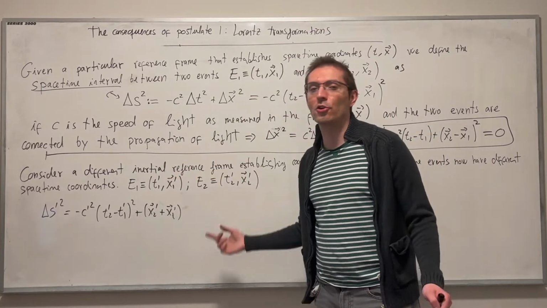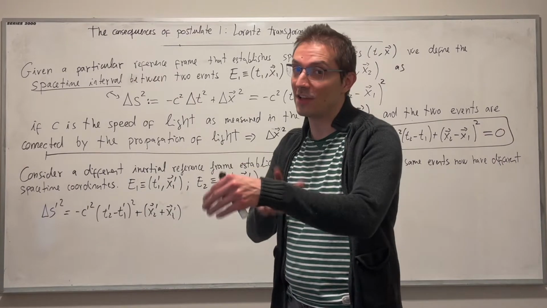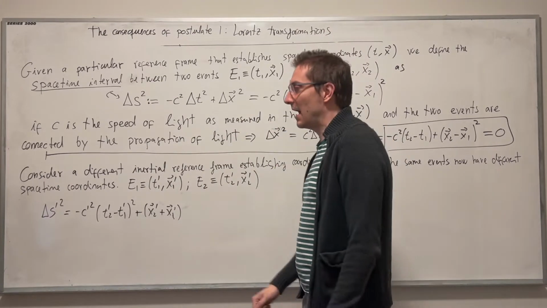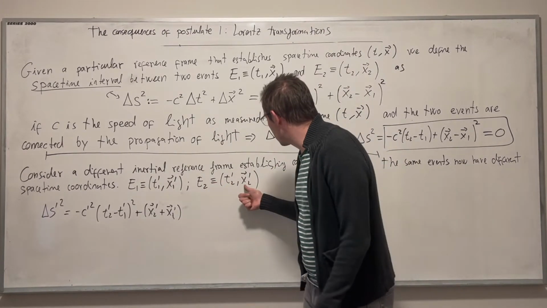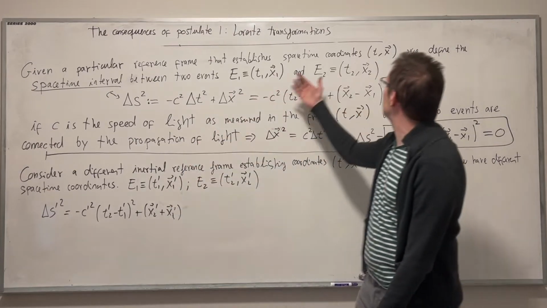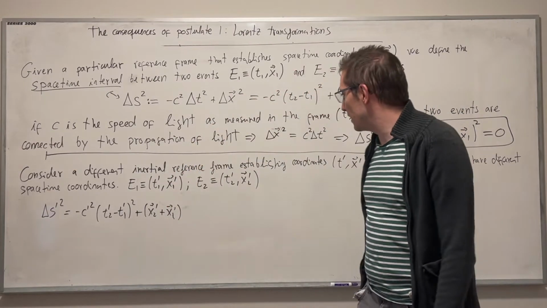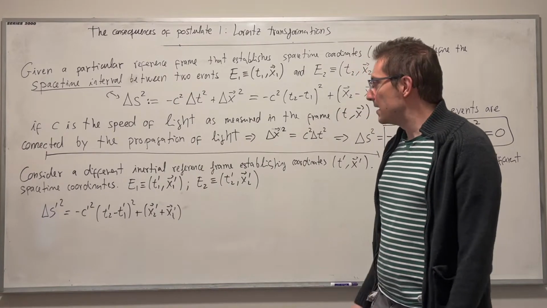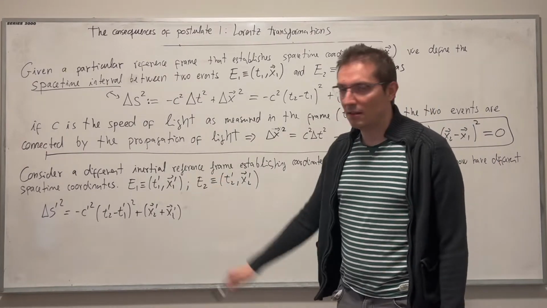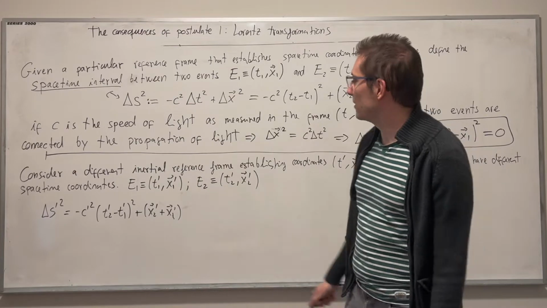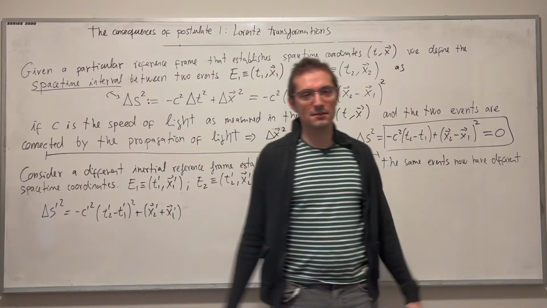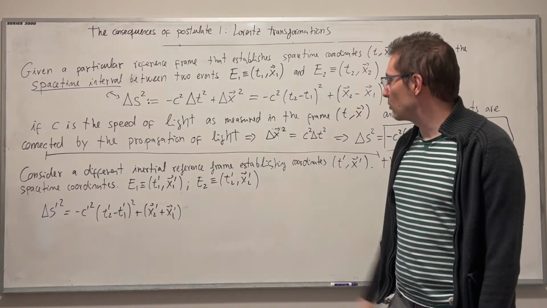Now they have different coordinates because the person has a different watch, which is delayed with respect to mine, and is at a different distance. So x2 prime and x1 prime will be different from x2 and x1, and t2 prime and t1 prime will be different from t2 and t1. Okay? Now we can compute the space-time interval for that frame, and I call it for now delta s prime square, and it would be this quantity here.